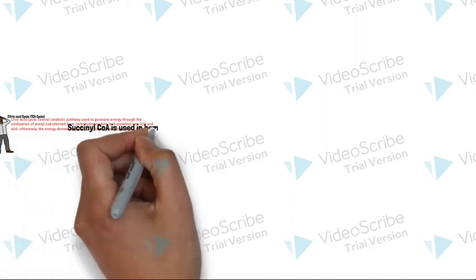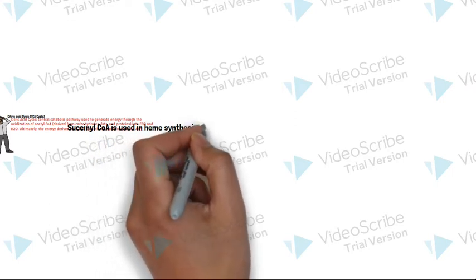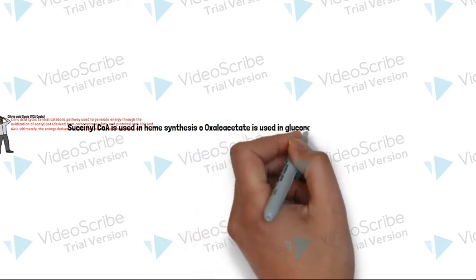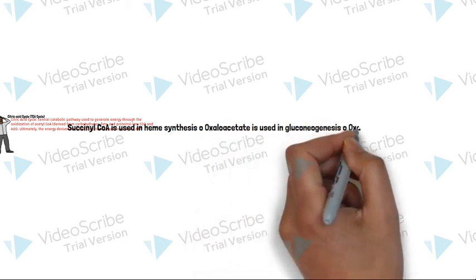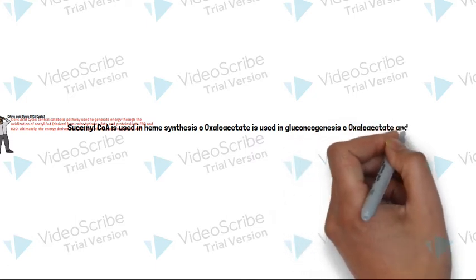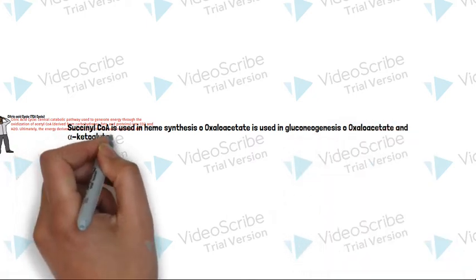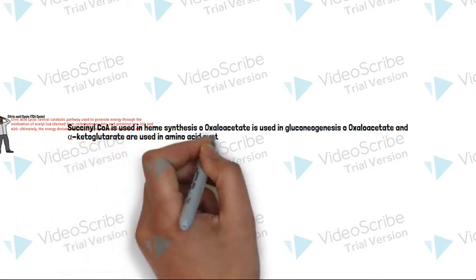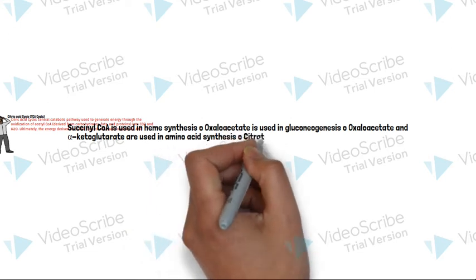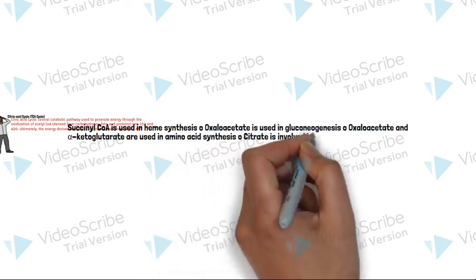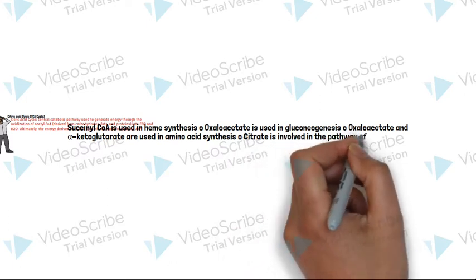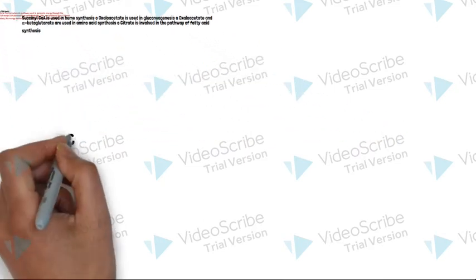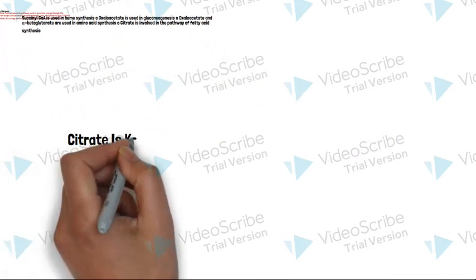Now, in this cycle, please remember citric acid cycle is not only used for generating ATP. Citric acid cycle is also used for heme synthesis, gluconeogenesis, amino acid synthesis, fatty acid synthesis. So please remember the citric acid cycle is also used for these many things. Okay, now we'll see what are the substrates involved in the citric acid cycle.